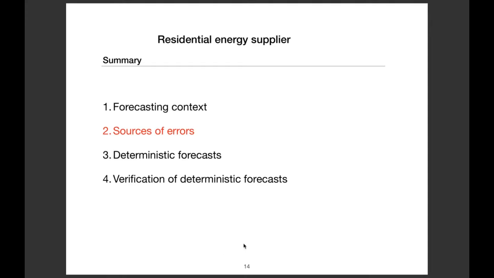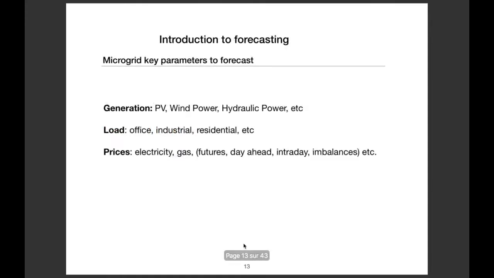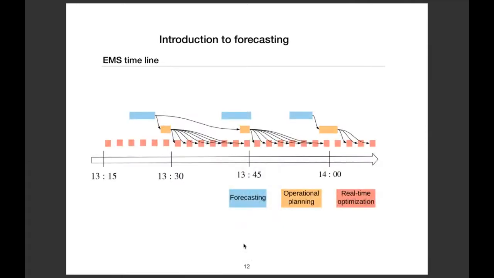At the previous slide, I don't really get the difference between forecasting and operational planning. So this one? Yes. Okay. The forecasting is used as inputs for operational planning. The operational planning is in fact the decision-making module. And to make a decision, it bases its decision on forecasts. So it uses forecasts as inputs for decision-making. So that's why the forecast has to be done before the operational planning. Okay. Is it better like that? Did you get it?